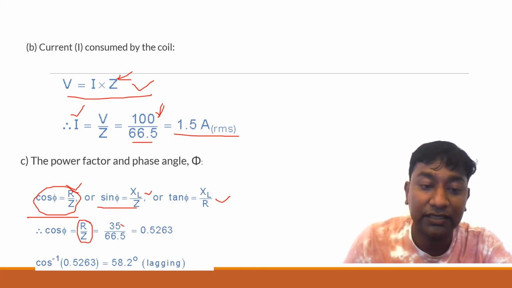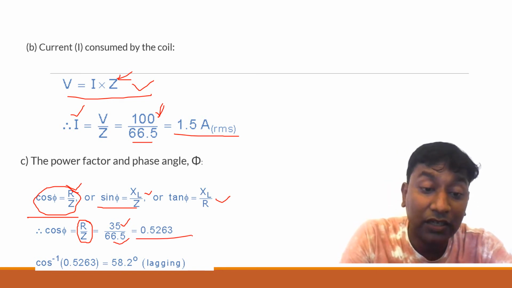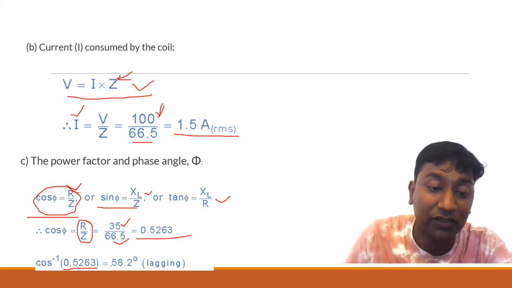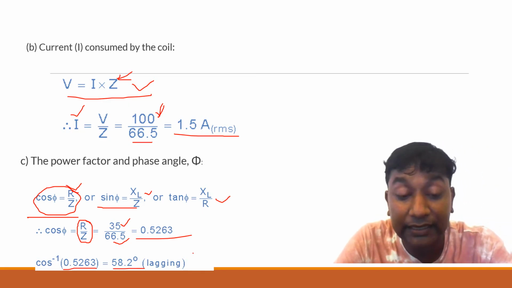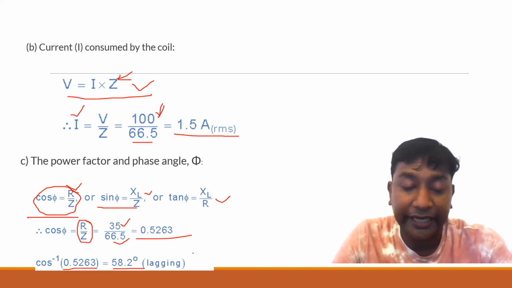So if you put the values, just divide 35 by 66, then we will get the answer 0.5263. Now this is the cos phi. Then phi, what is the angle? Phi equals cos inverse 0.5263. So if you put this in your calculator, then you will get the value 58.2 degree. That is lagging. Okay, because it is the inductive reactance.